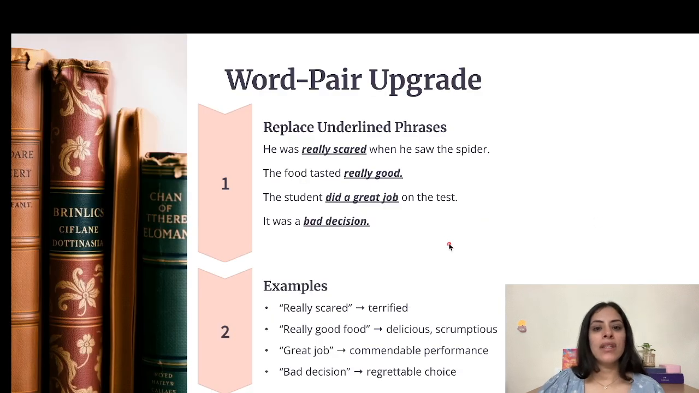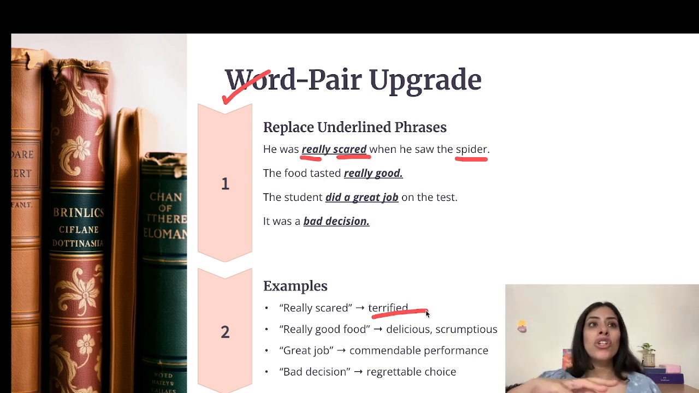Okay, now we'll practice a bit. We'll understand the word pair upgrade mechanism, how you should level up your vocabulary. So here you have to replace the underlined phrases, and I'll do it with you. I'll tell you some examples of how to do this. The first one is: he was really scared when he saw the spider. So instead of really scared, you can use terrified. He was terrified when he saw the giant spider. Okay. Instead of really scared, you can even say he was extremely scared or he was tremendously scared.